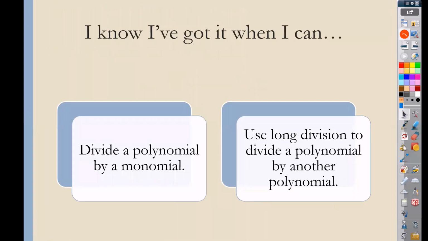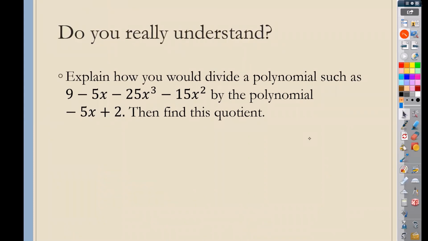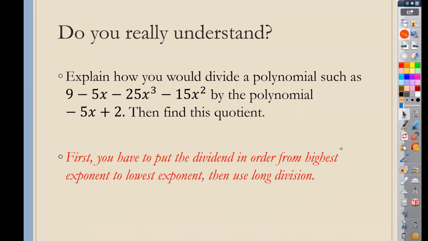Okay, I know I've got it when I can divide a polynomial by a monomial and use long division to divide a polynomial by another polynomial. Do you really understand? Explain how you would divide a polynomial such as that by a polynomial negative 5x plus 2. Then find the quotient. First, you would have to put the dividend in order from highest exponent to lowest exponent and then use long division. And then if you did, that would be your answer.